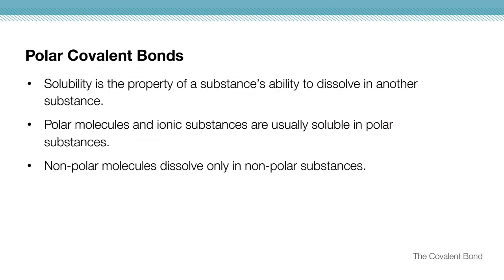So some other things about covalent bonds. Solubility is ability to dissolve in something. We talked about this when we talked about solutions. Polar molecules in ionic substances are typically soluble because they have that positive and negative side that make them easy to pull apart if there's a positive and negative side of another molecule. Nonpolar ones are much harder to dissolve. They need a nonpolar substance to dissolve them.